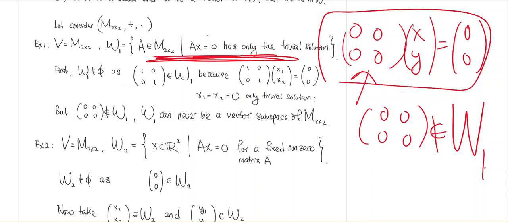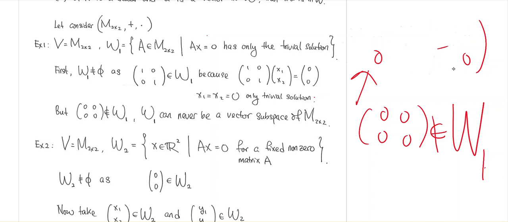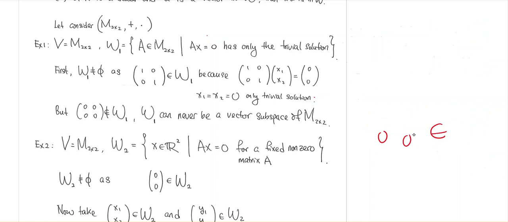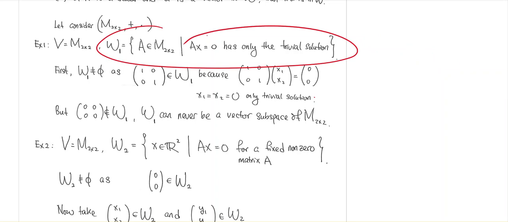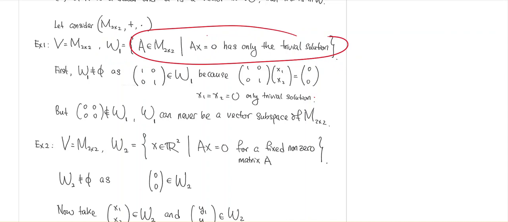Why is it not in W1? Because it does not satisfy this requirement. So because of that, it cannot be a vector subspace of M2 by 2. This is not the only way to show that W1 is not a vector subspace of M2 by 2, because you can try to show that the set is not closed under addition also. You can pick 2 matrices that satisfy this condition, add them, and show that the result is not in W1. Or you can pick a number and a matrix in this set and show that it's not closed under scalar multiplication.